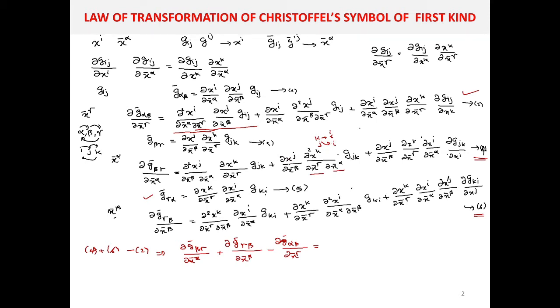If you replace k with i in this particular term, then the first term will become dou xi by dou x bar. Sorry, there is no need to change j with respect to i. Then the term becomes dou xj by dou x bar beta. The same term is here, and then dou square xi by dou x bar alpha gamma. The same term is there, and here you are replacing k with i, so it is gji. It is gij, but you know that the metric tensor gij is symmetric, so gij and gji are equal, so these two terms will be cancelled.